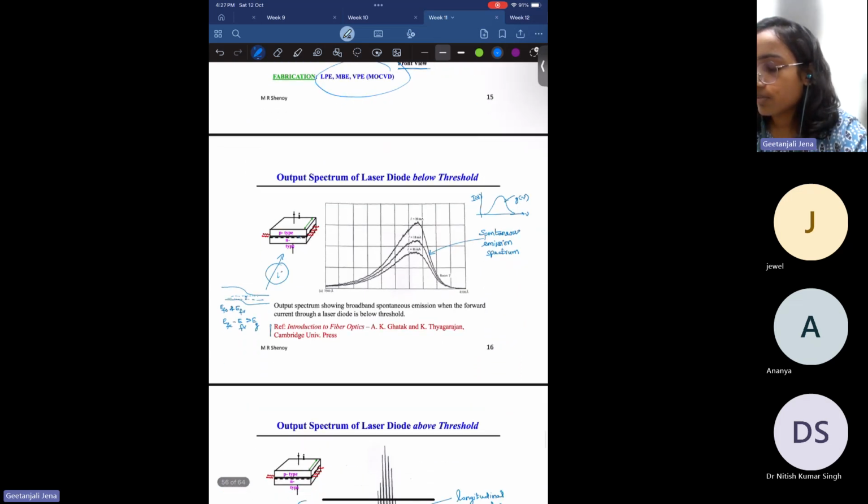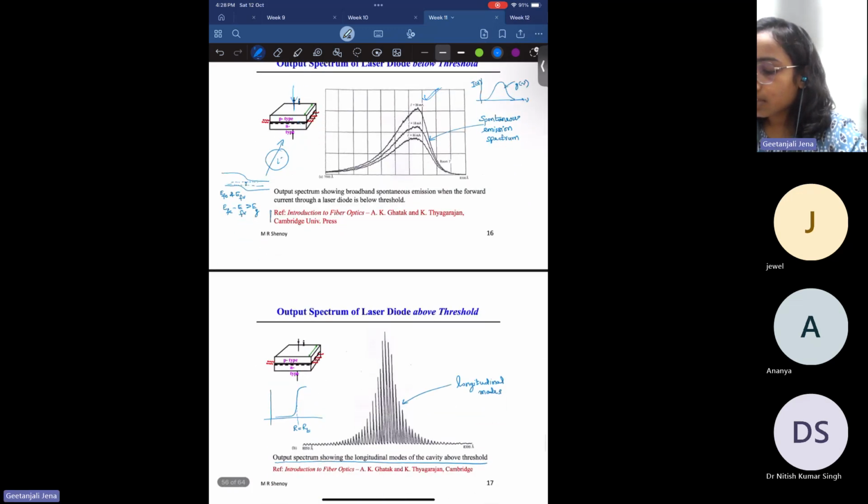And what will happen? What is the typical response of a laser when you operate it below threshold? So below threshold, we see only spontaneous emission. So when you inject current into this PN junction diode, the spontaneous emission will happen, and because of that, the spectrum will look like this. And when you increase the injection current, the spontaneous emission will increase gradually.